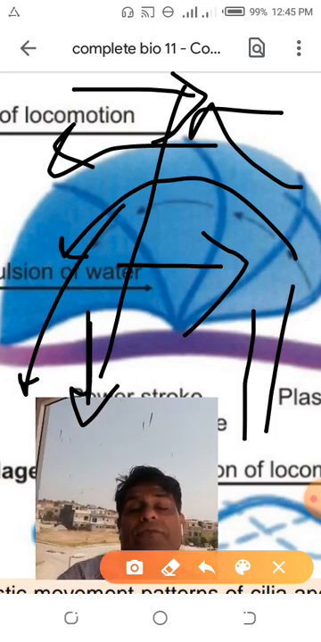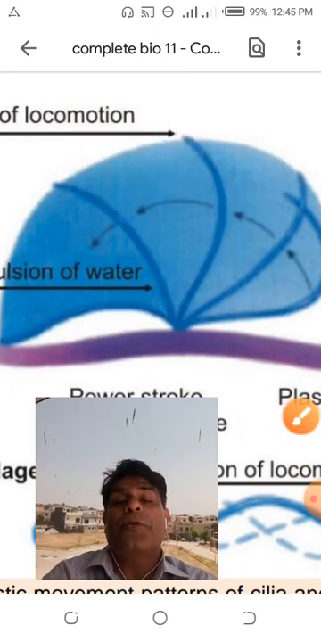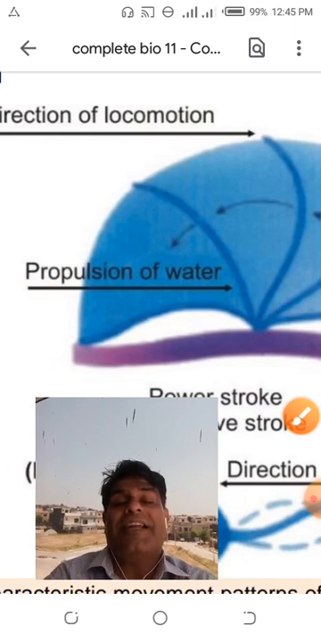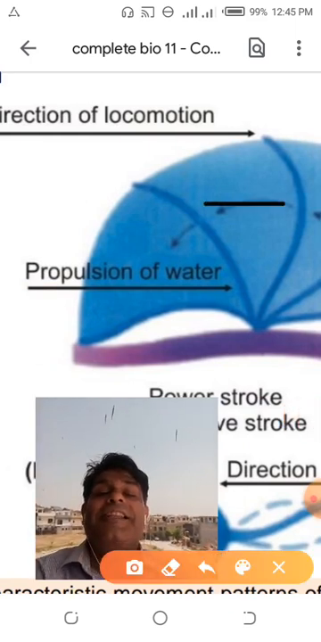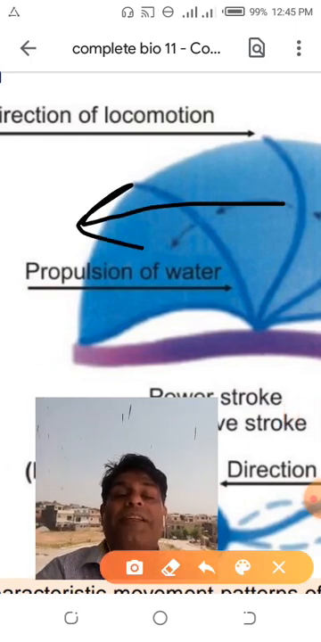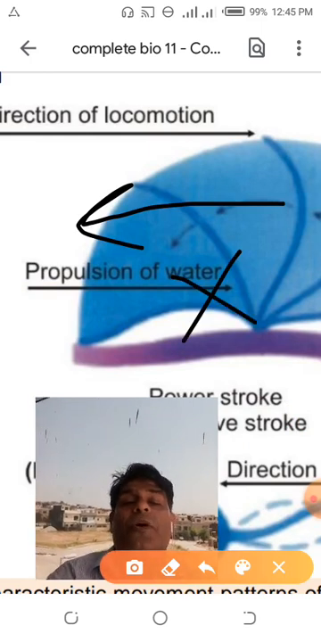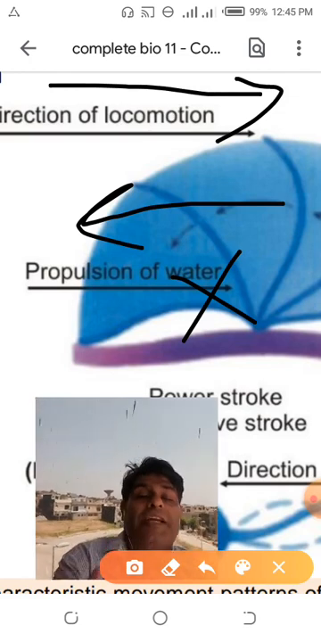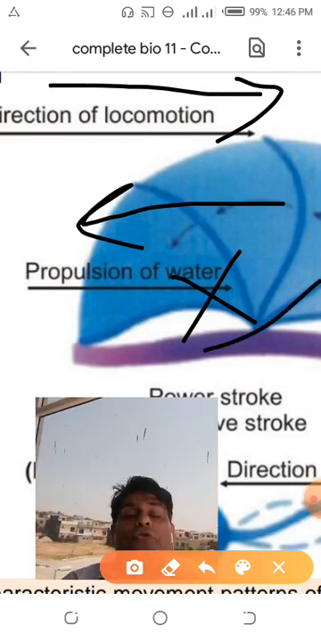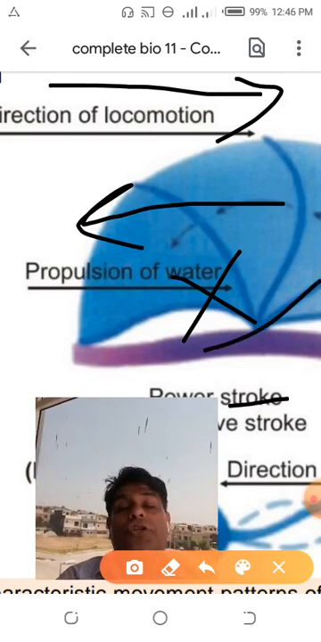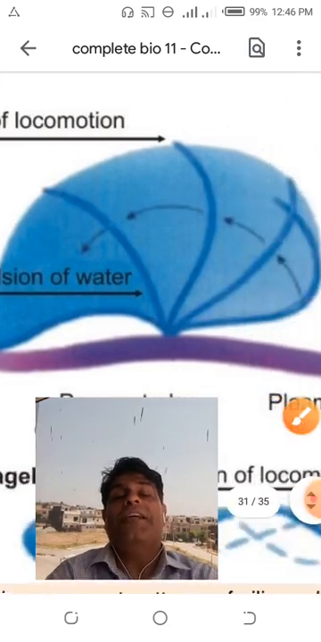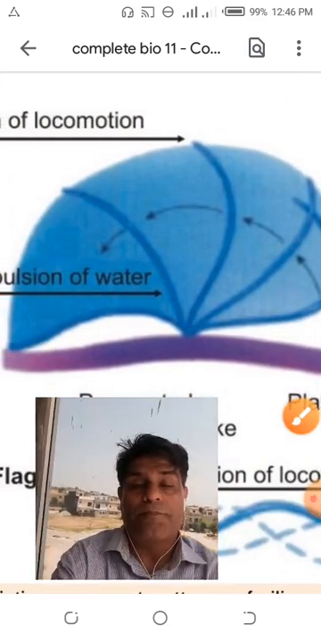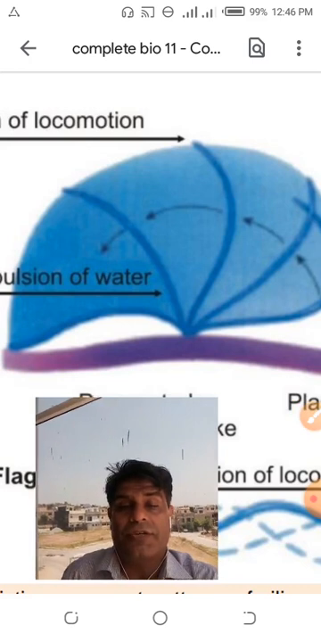So I have to show you the figure once again. The propulsion of the water is not in this direction, it is in this direction. This is not right. So the water will go to the back side and the animal will move in this direction. Which stroke am I talking about? I am talking about the effective stroke. This is the effective stroke. So I told you the effective stroke.